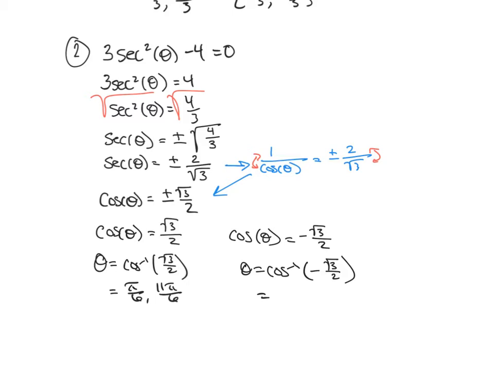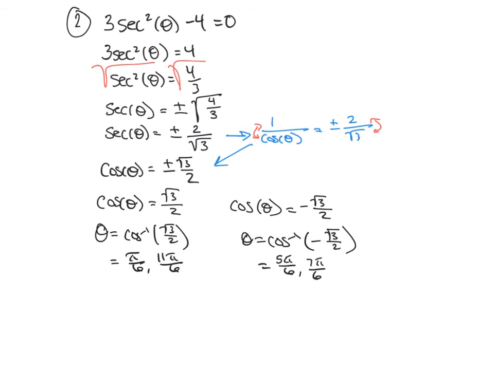And at what angle is our x value negative square root of 3 over 2? That's going to be 5 pi over 6 and 7 pi over 6. And remember, when we write our answer in a solution set, you want to write it from least to greatest. So we're going to have pi over 6, 5 pi over 6, 7 pi over 6, and 11 pi over 6. There you go. So that's example 2.